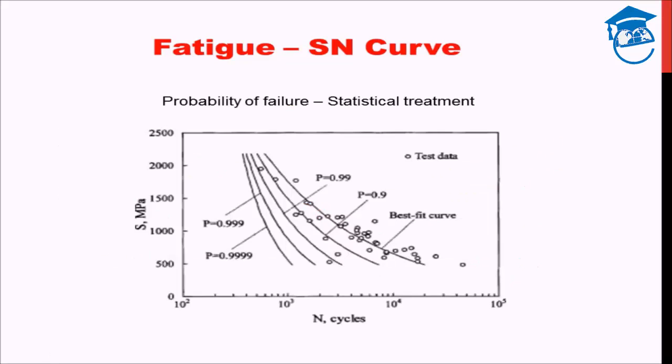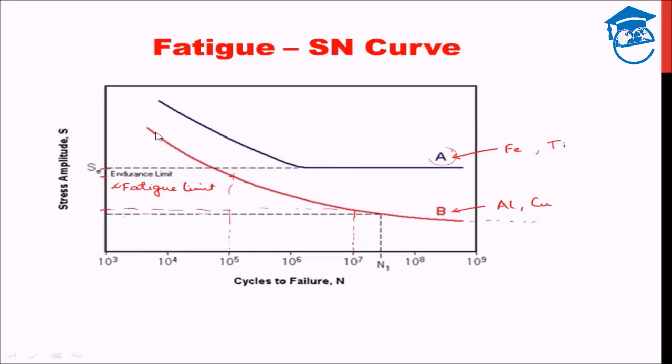Now the tricky part is that though we have shown this as a single line, it is not a single line. The SN curve does not mean that all the components which belong to material B and have, let's say, this stress level will fail at 10 to the power 7 cycles. It may so happen that one of them breaks at 10 to the power 6, one fails due to fatigue at 10 to the power 8, and a third at 10 to the power 7 cycles.